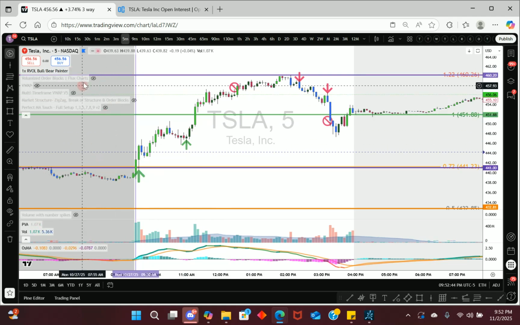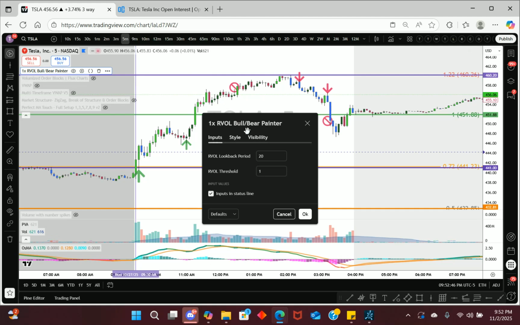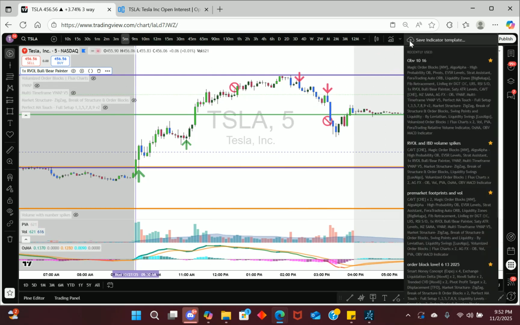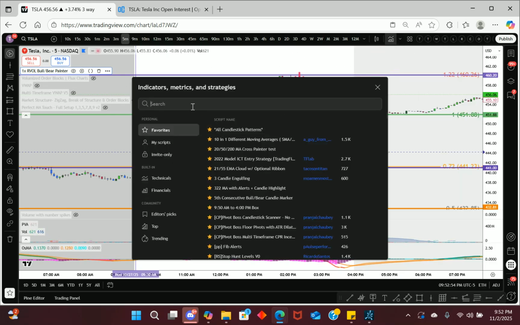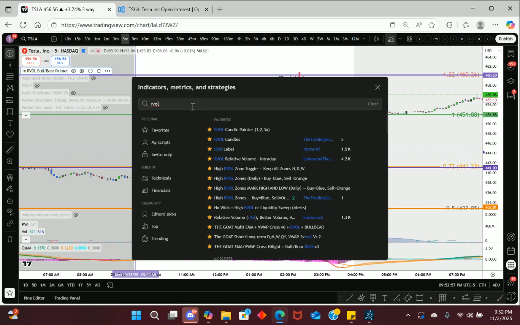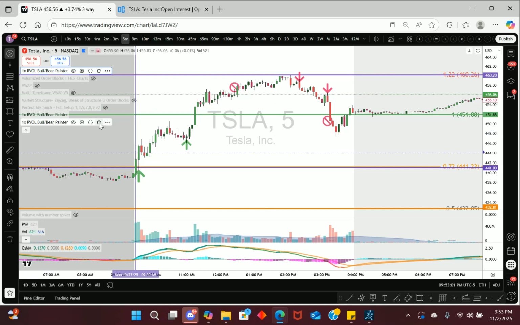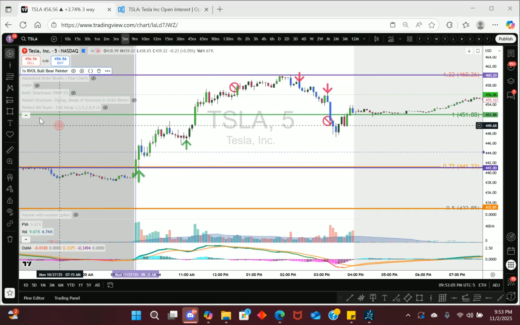And so you can go ahead and change this. I have this particular indicator for the threshold at 1. If you want to find it, all you have to do is come here, and it's actually under RVOL candle right here. You can grab that and it pulls up like this. Okay, RVOL candle.